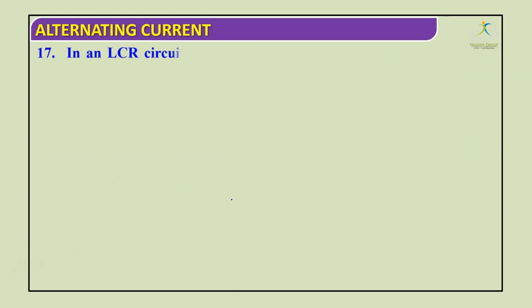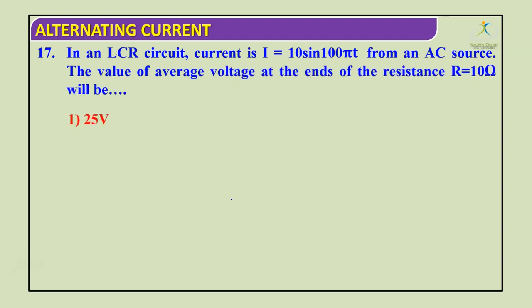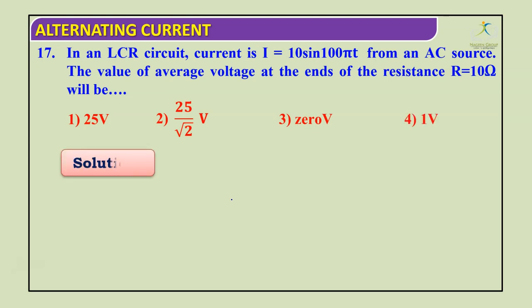The next question we have: in an LCR circuit, current is I equals 10 sin 100 pi t from an AC source. The value of the average voltage at the end of the resistance R equals 10 ohm will be: first option 25 volt, second 25 by root 2 volt, third 0 volt, and the fourth one is 1 volt. Let us see the procedure part. For a full cycle, V average is equal to 0. Hence, the correct answer is 0.